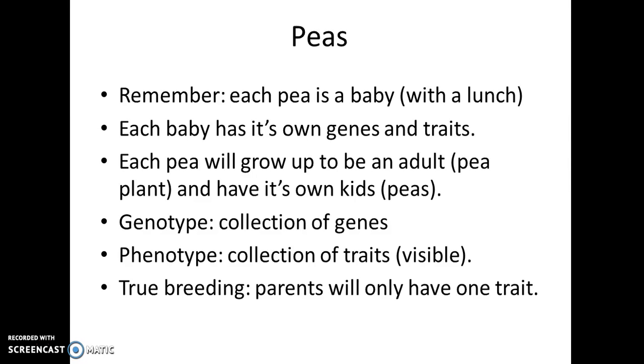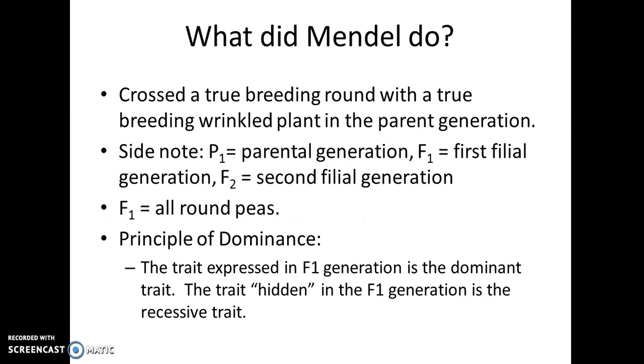True breeding plants will only have one type of trait. So if you're true breeding round, you'll only have round. If you're true breeding wrinkled, you'll only have wrinkled kids. If you're true breeding green, you'll only have green kids. So Mendel crossed a true breeding round with a true breeding wrinkled in the parent generation.